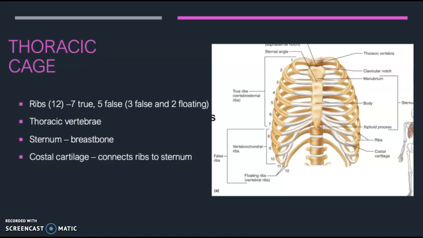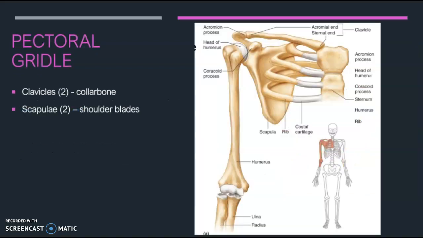Then we have the thoracic vertebrae, which you can see labeled. It's at the top, on top of the sternum. And then we have the costal cartilage that connects ribs to the sternum. Going with that, we have the pectoral girdle, which is kind of located in your arm. It connects the clavicles and the scapulae to the arm itself. You have 2 of each. Clavicle is your collarbone, and scapulae are your shoulder blades.